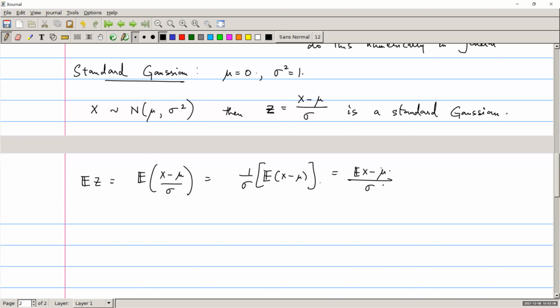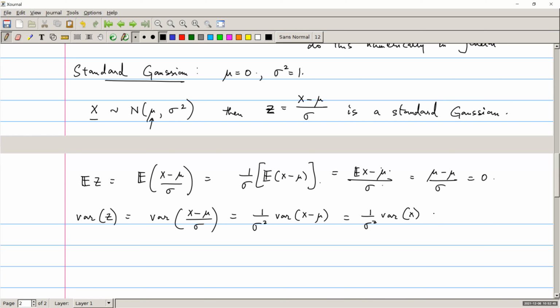So this will be the expectation of z, but since x has mean mu, this expectation is 0. And the variance of z is the variance of x minus mu over sigma, which is 1 over sigma squared times the variance of x minus mu, which is 1 over sigma squared times the variance of x, which is sigma squared over sigma squared, which is 1.